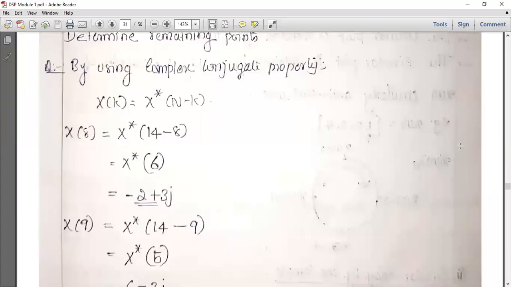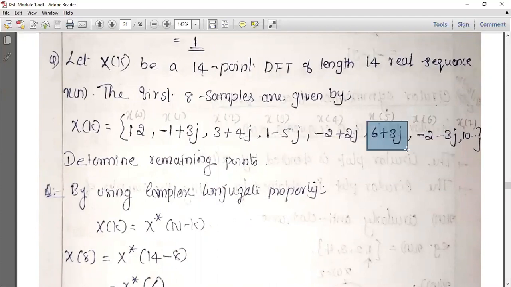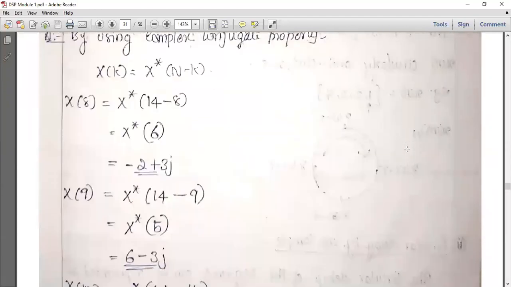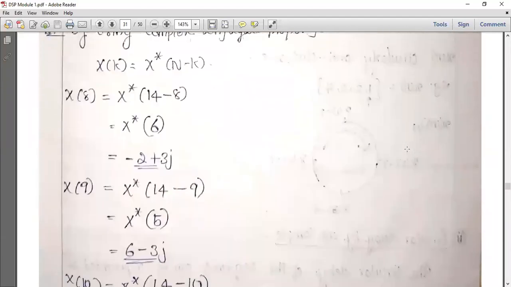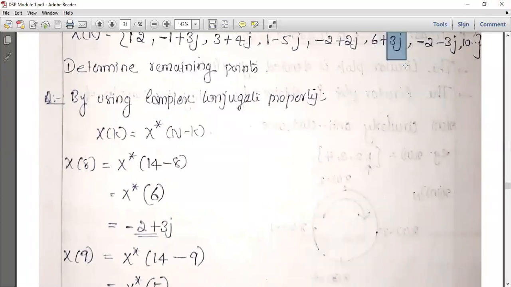Now we have to find x of 9. X of 9 is equal to x conjugate of 14 minus 9, which is x conjugate of 5. We have x of 5, this value is 6 plus 3j. So the x conjugate will become 6 minus 3j, because the imaginary part becomes negative. The 3j is the imaginary part, and only the imaginary part becomes negative.